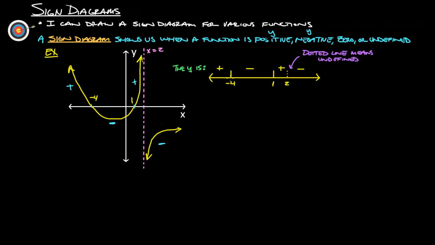If it's to the left of -4, it's positive. If it's between -4 and 1, it's negative. If it's between 1 and 2, it's positive, and if it's 2 or greater, then it's back to negative. And that there is a sign diagram.